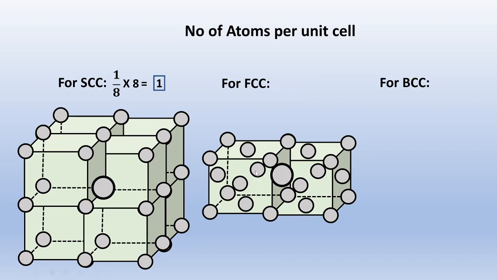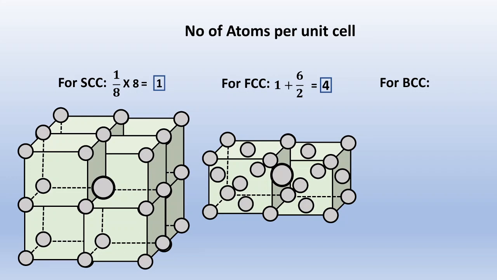And there are 6 atoms present in the face centered cubic cell at the center of the faces. So the total contribution from the face centered atoms is 6 into 1 by 2, that is 3, and the contribution from the atoms at the corners is 1. So the total number of atoms is 1 plus 6 by 2, that is 4. So there are 4 atoms present per unit cell for FCC crystal.